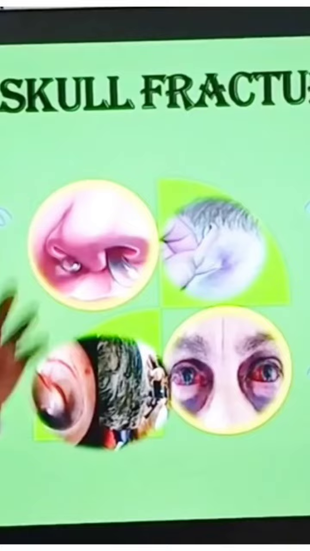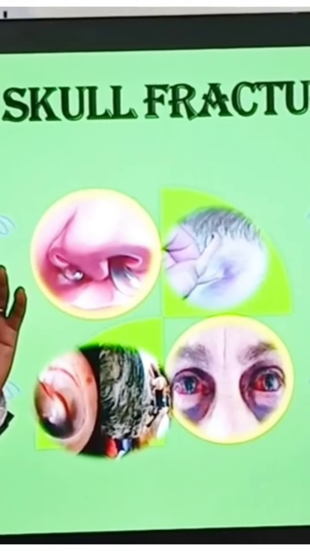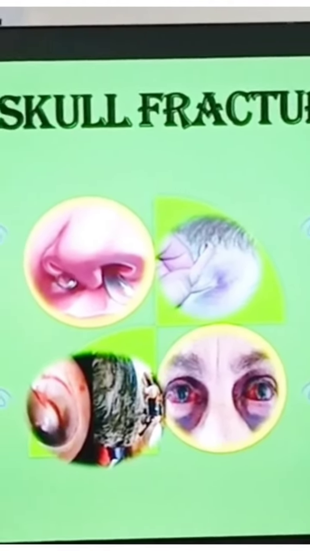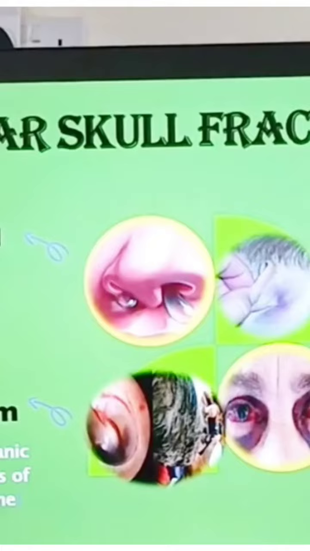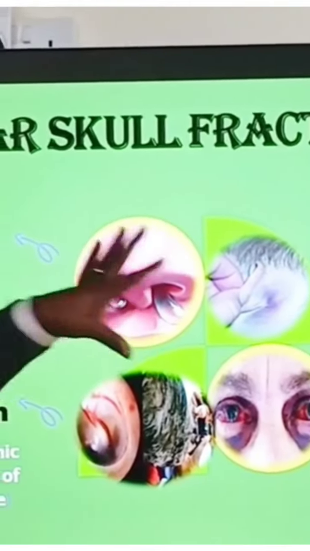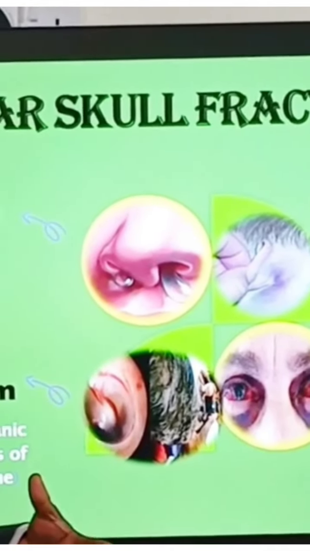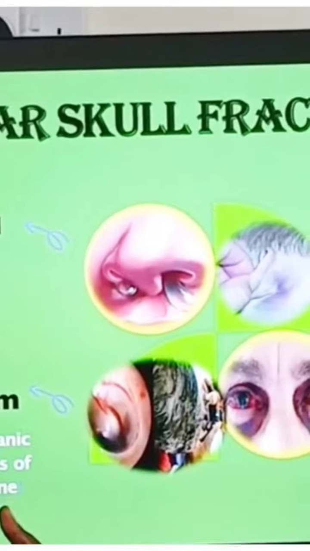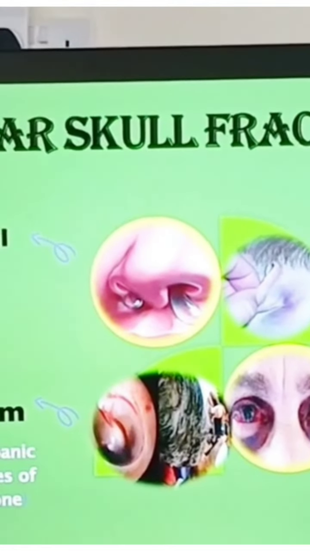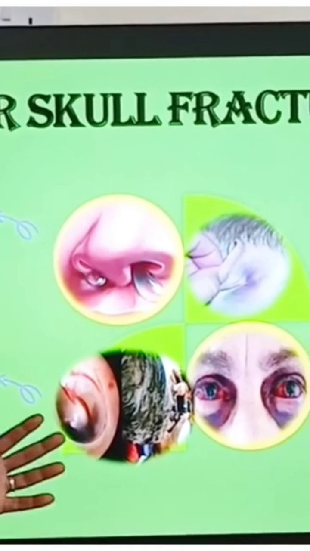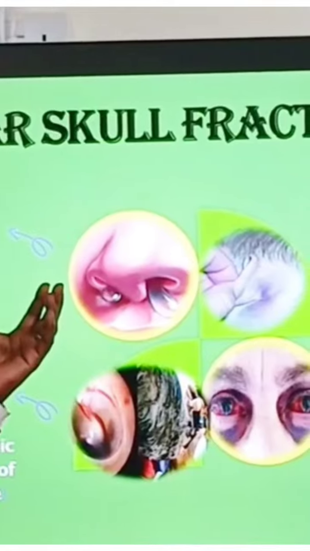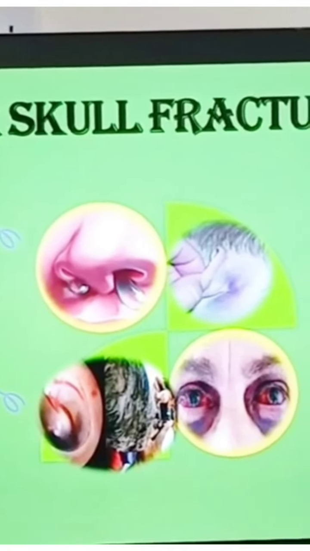Basilar skull fracture. One thing to note, this type of fracture cannot be identified through an X-ray. Most of the time, to recognize a basilar skull fracture, you depend on the clinical presentation of the patient. That is because it happens at the base of the skull. No X-ray, no MRI can expose this type of injury, so you rely on the clinical signs.